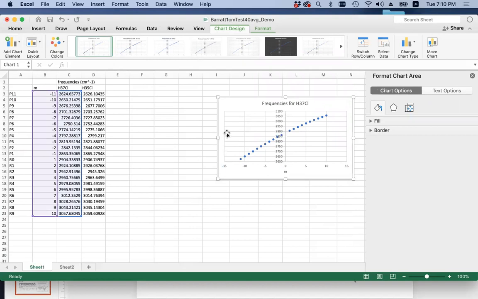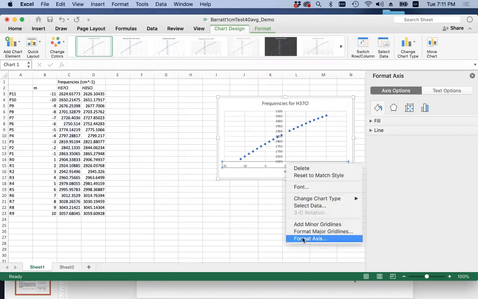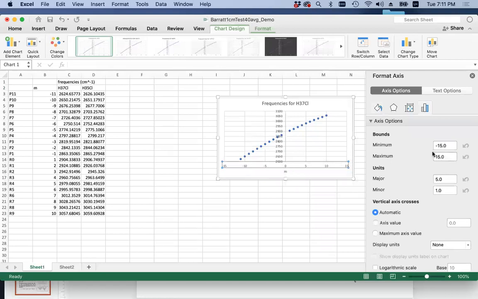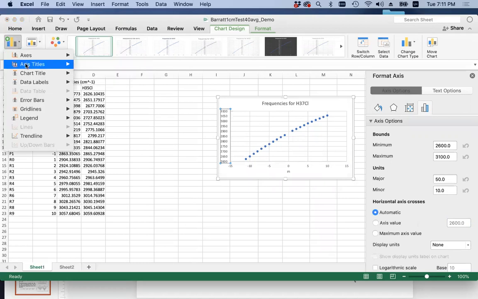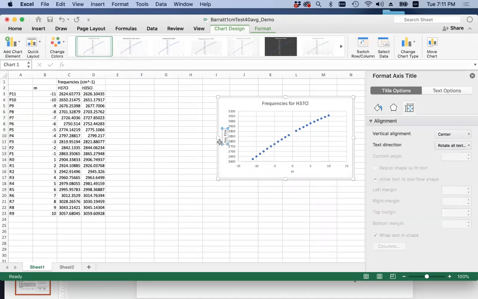It's a unitless quantity. I don't like the way that the y-axis is going through the middle of the graph like this, so I'm going to format the axis and choose that the vertical axis crosses at the left-hand side. So I want it to cross at a y value of -15. Now this graph looks a little bit better to me. And now I can add a label for the y-axis. We can call this the frequency in wave number units. I'll just call it wave number, and it's in units of reciprocal centimeter.